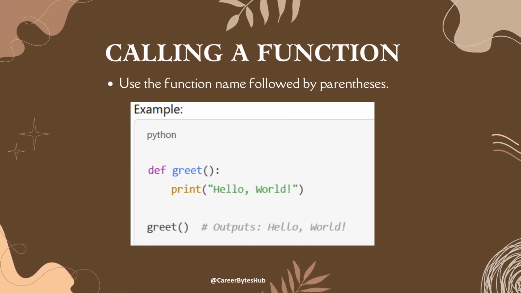To call a function, simply use its name followed by parentheses. For example, after defining a greet function, calling greet will execute the code inside the function and print hello, world.